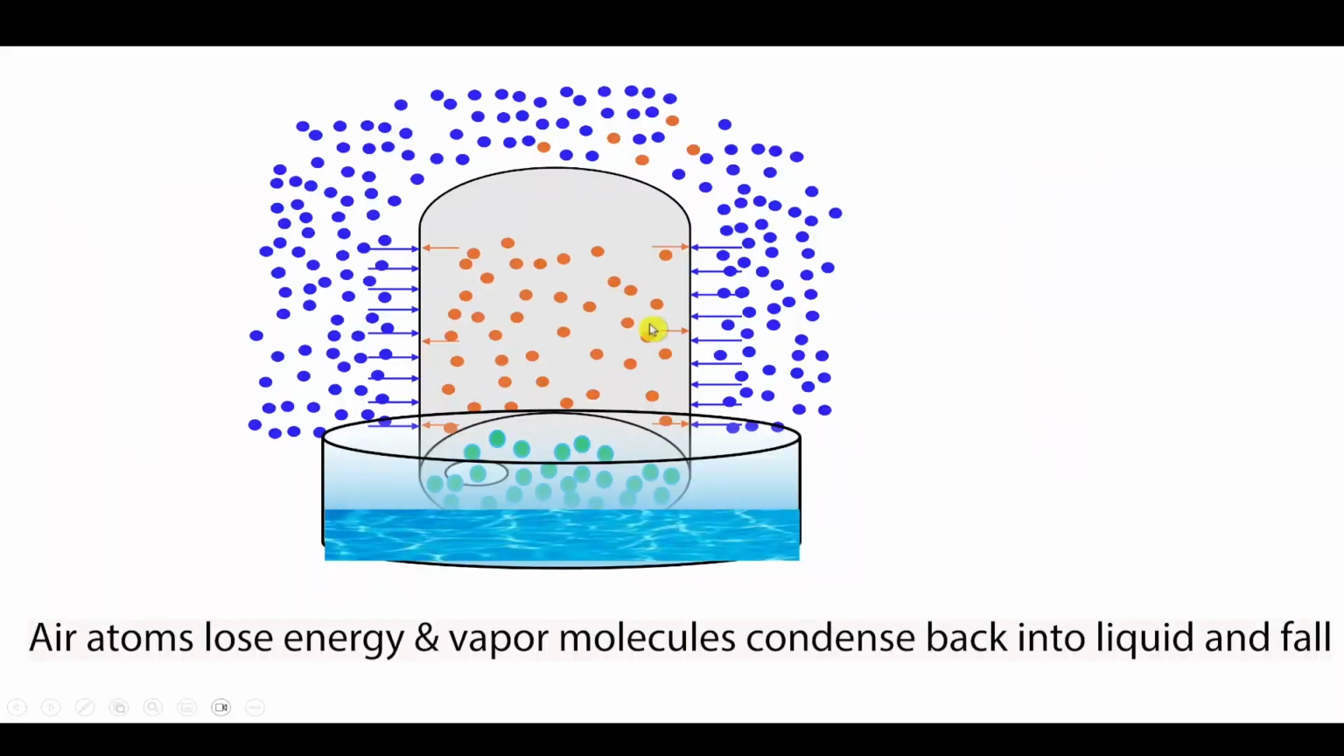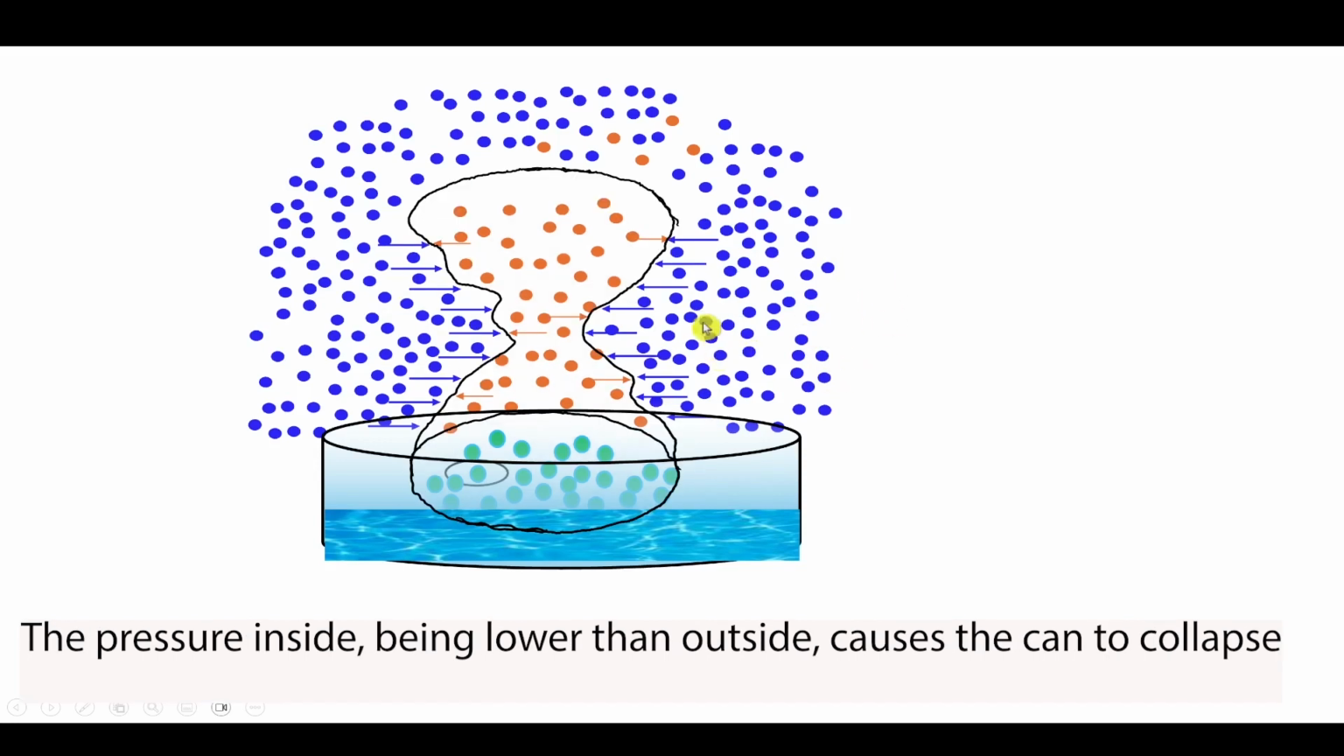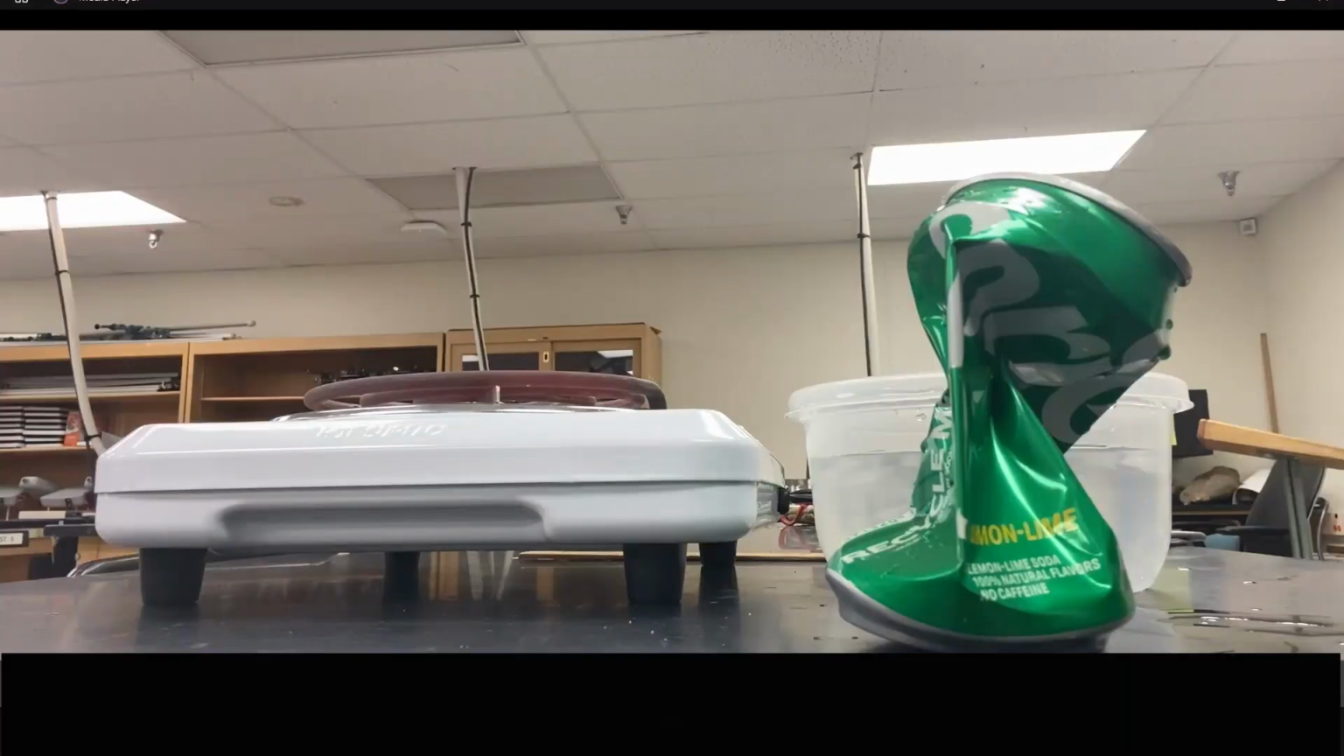The fewer air atoms with less kinetic energy are unable to exert enough pressure inside the can, leading external atmospheric pressure to crush the can. Now let's apply this physical analogy to social and political dynamics.